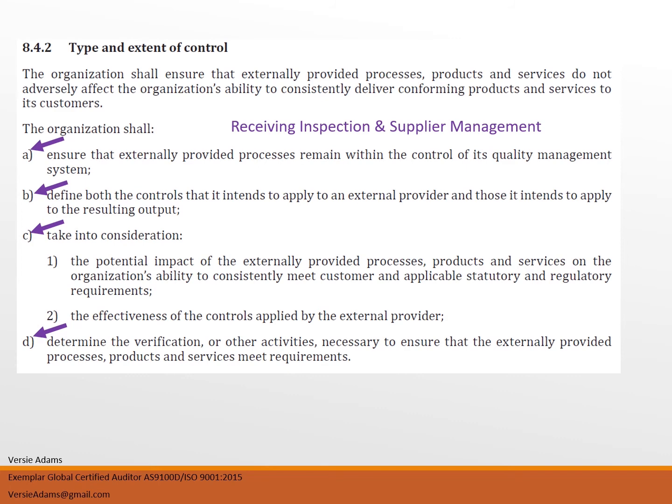C, take into consideration the potential impact of the externally provided processes, products, and services on the organization's ability to consistently meet customer and applicable statutory and regulatory requirements, and the effectiveness of the controls applied by the external provider. And then last, D, determine the verification or other activities necessary to ensure that externally provided processes, products, and services meet requirements. All of this is, again, pointing to your receiving inspection process for finished products and services that you purchase externally, and your supplier management process.